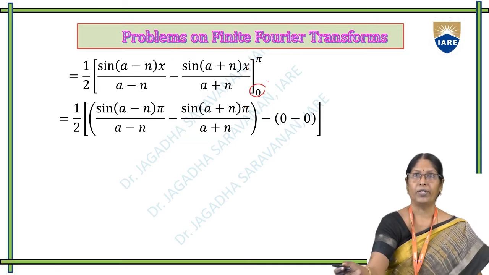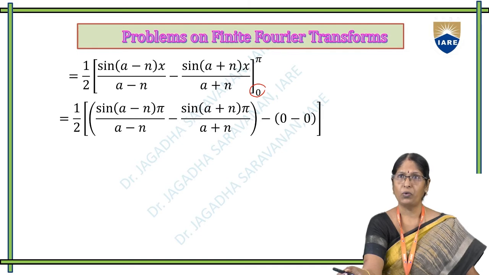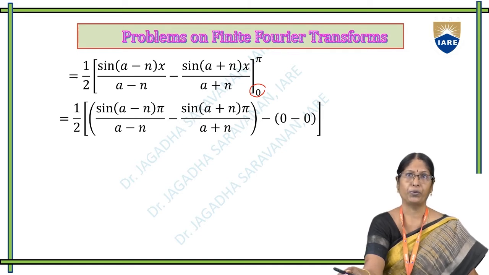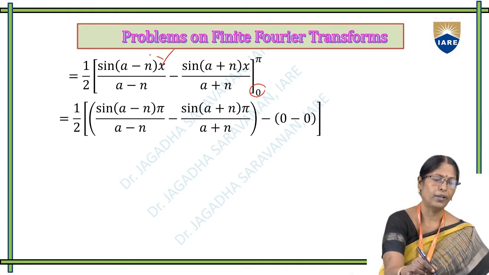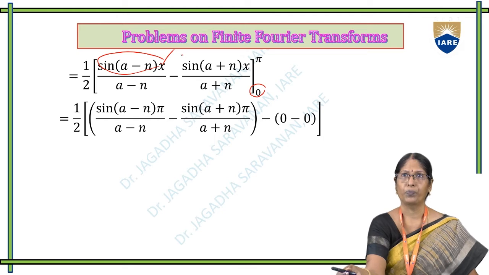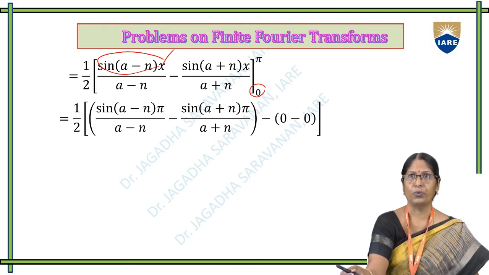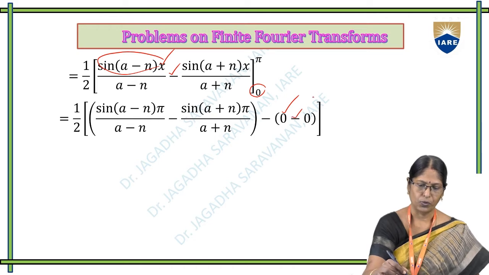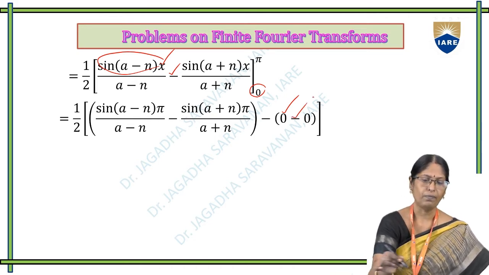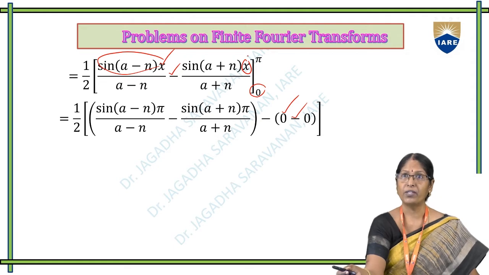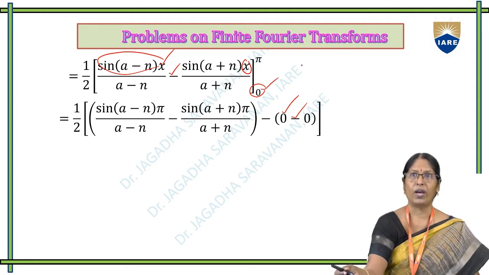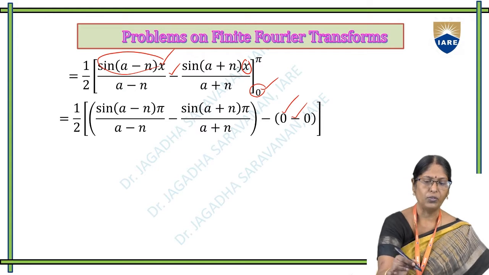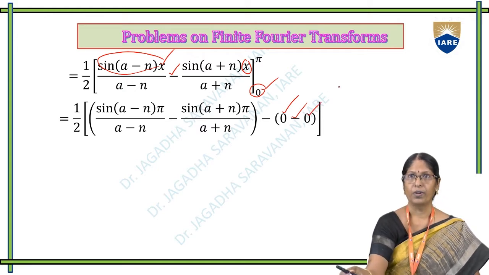So the lower limit is 0. In the place of x, we are going to substitute. When we substitute in the place of x, it becomes sin 0. We know very well sin 0, the value is 0. And this sign is related to the second term. So here, x is replaced by our lower limit value 0. So sin 0, again it is 0.